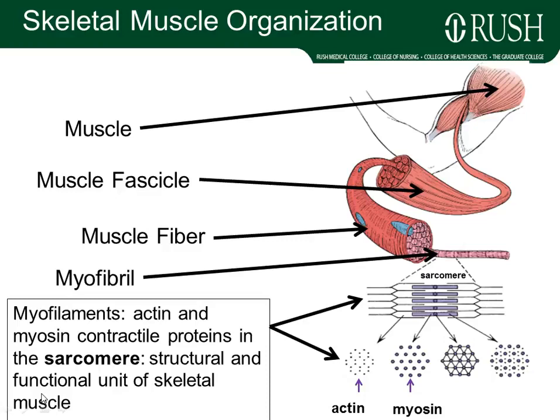How is skeletal muscle organized? Let's start at the largest gross muscle level and work our way down. So large named muscles are divided into groups of muscle fibers called fascicles, and those muscle fascicles are comprised of individual muscle fibers which contain multiple myofibrils of repeating sarcomere units that are made up of those contractile proteins.